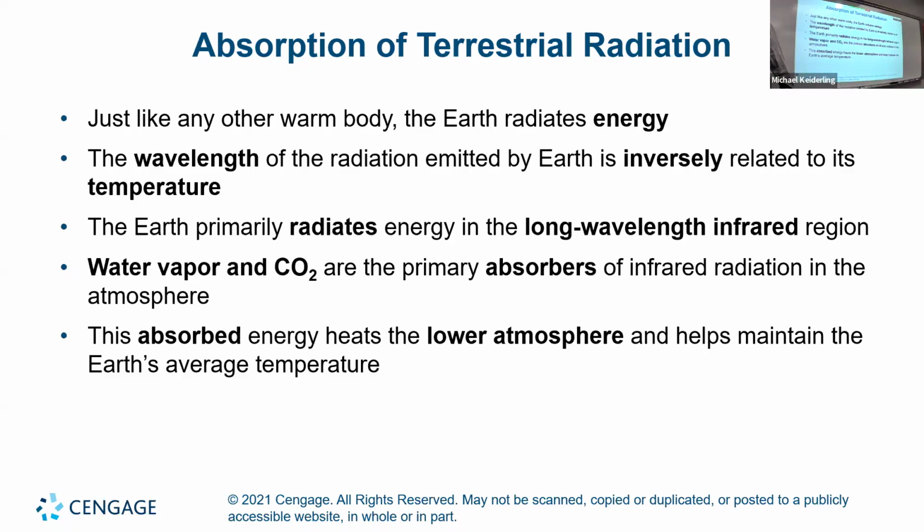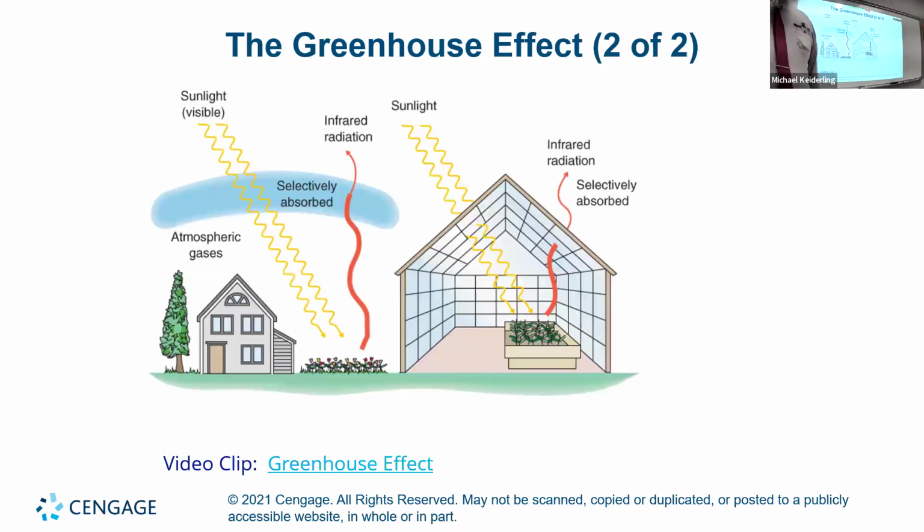And it turns out water vapor and CO2 are both really good at absorbing long wave infrared radiation. And so they are the primary absorbers of infrared radiation in the atmosphere. And this absorbed energy heats the lower atmosphere and helps maintain the Earth's average temperature. This process, where the atmosphere absorbs re-emitted terrestrial radiation, is called the greenhouse effect. So this is the greenhouse effect.